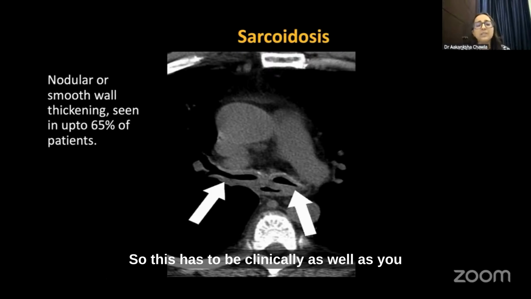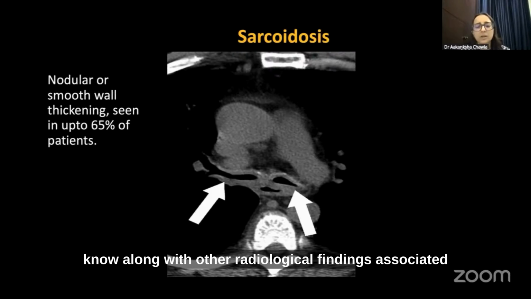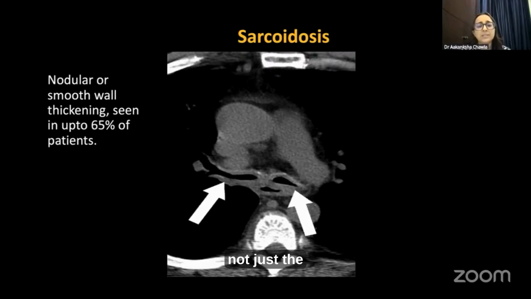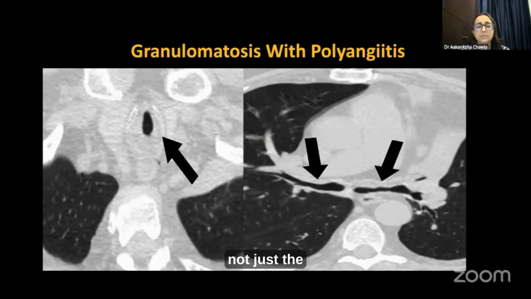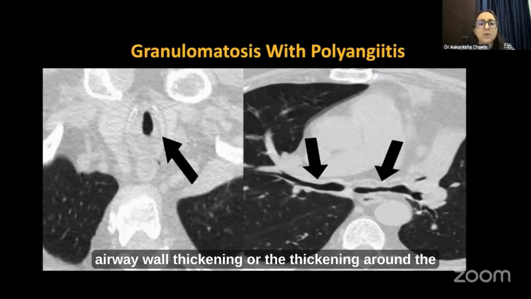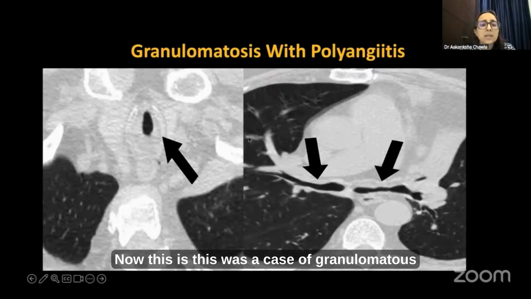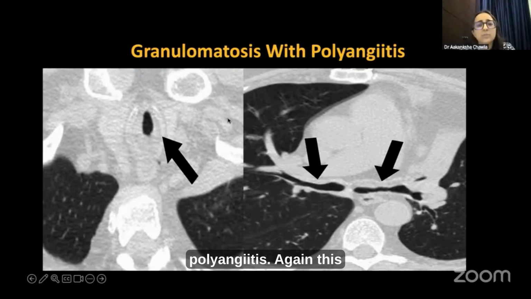So this has to be interpreted clinically, along with other associated radiological findings, not just the airway wall thickening or the thickening around the bronchi. Now, this was a case of granulomatosis with polyangiitis.